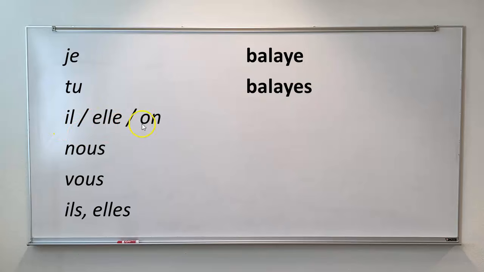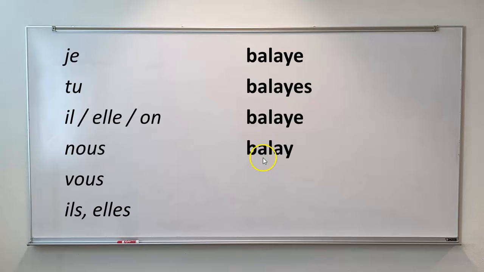For the il, elle, on form, we start with our root or our stem. We add the ending, which is just e, the same as the je ending. So il balaye, he sweeps, he does sweep, he is sweeping. Elle balaye, she sweeps, she does sweep, she is sweeping. On balaye, one sweeps, one does sweep, or one is sweeping.